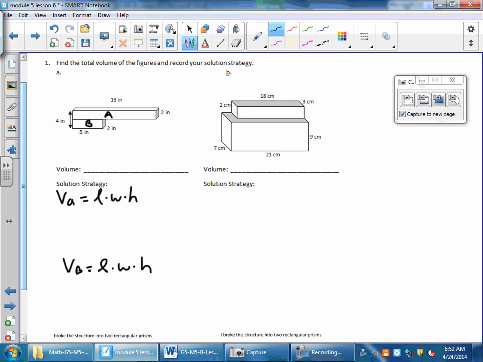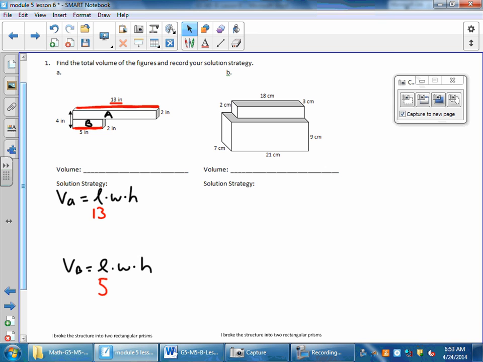So let's see what the length for each structure is. I see a 13 here, and although there are no arrows, I could see that the length of prism A is 13 inches. The length of B is also relatively clear as 5 inches. Now I'm going to find the width for both prisms. The width goes back. I don't see the width for structure A, but it appears to be the same width as structure B. Structure B has a width of 2 inches, so that is the same for structure A.